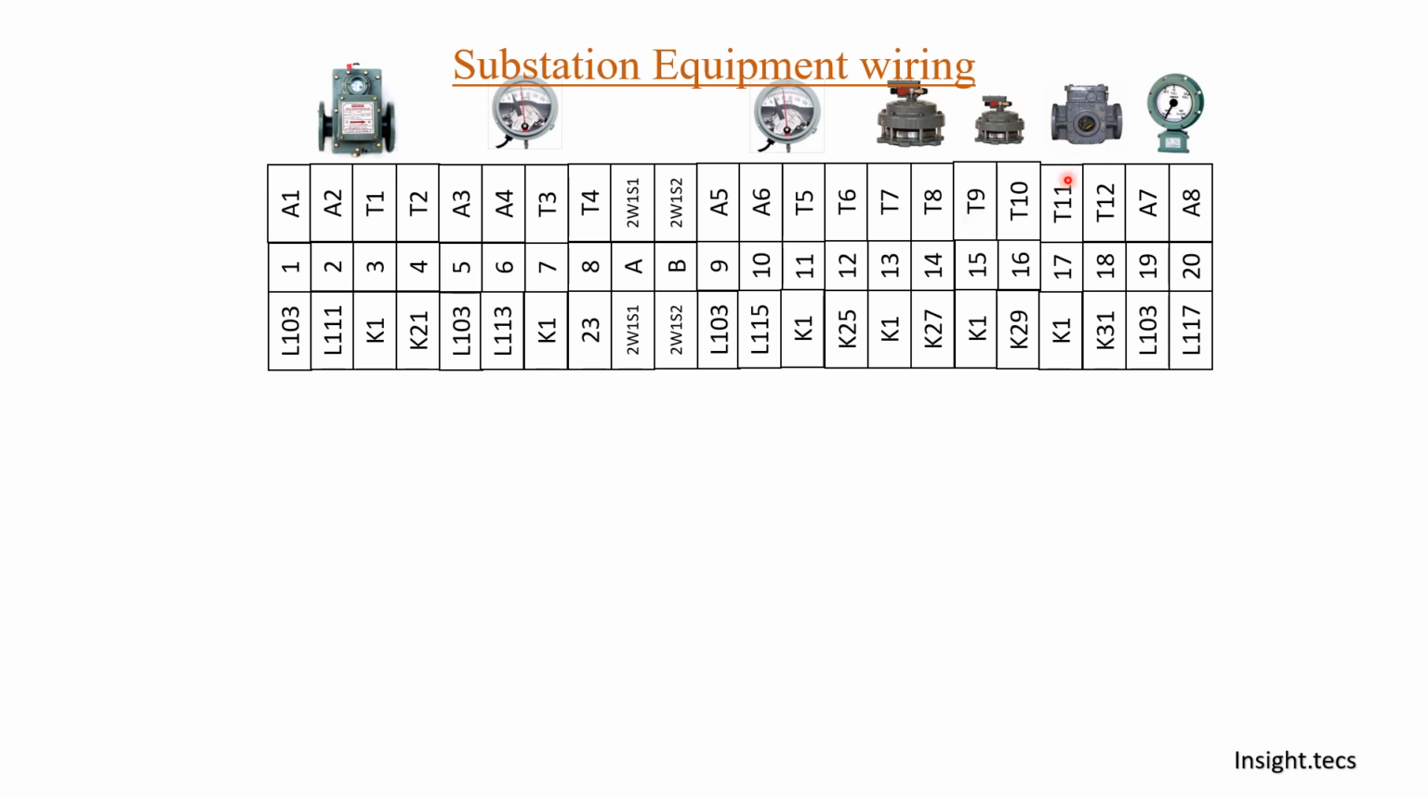And for the surge relay also, that is a surge, so there is no alarm, there is direct tripping, we have only tripping contact. And for MOG, that is magnetic oil gauge, we have only alarm contact, so it is indicated as A7 and A8.